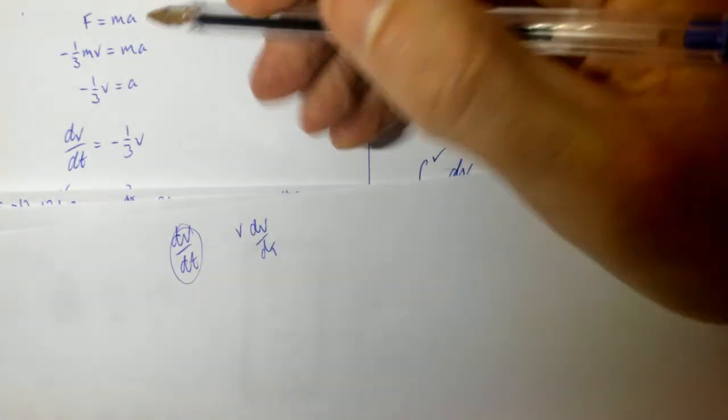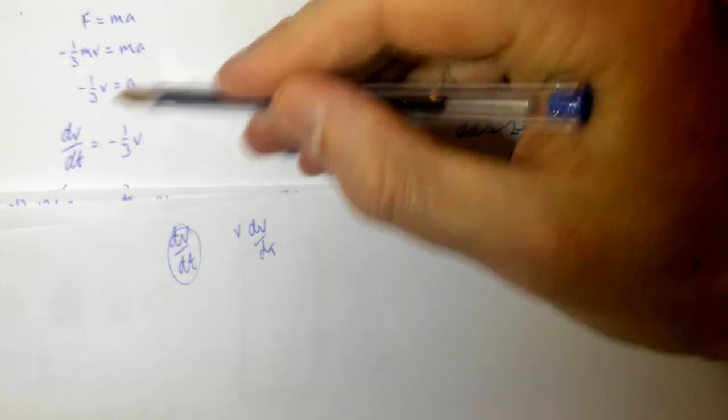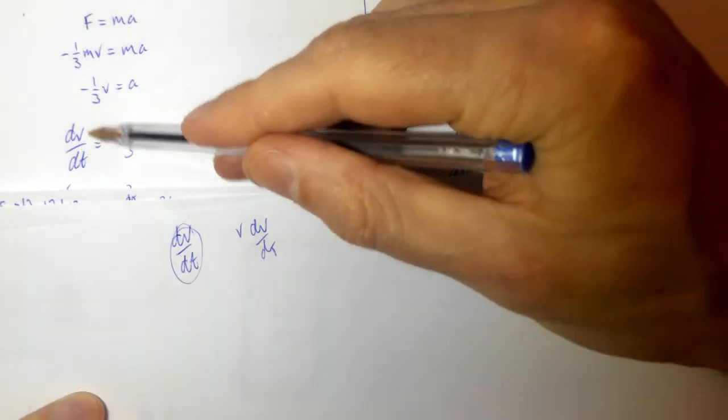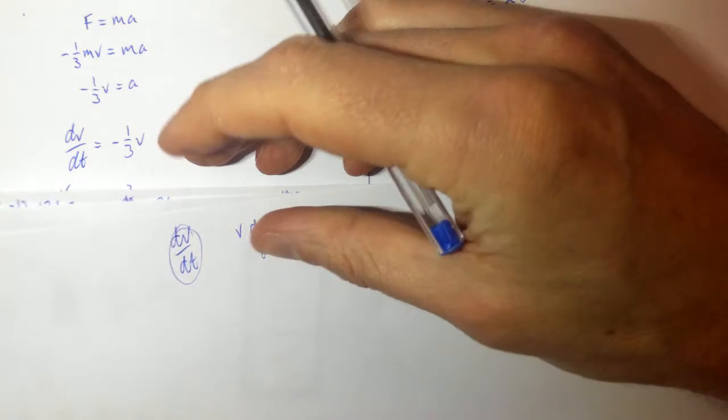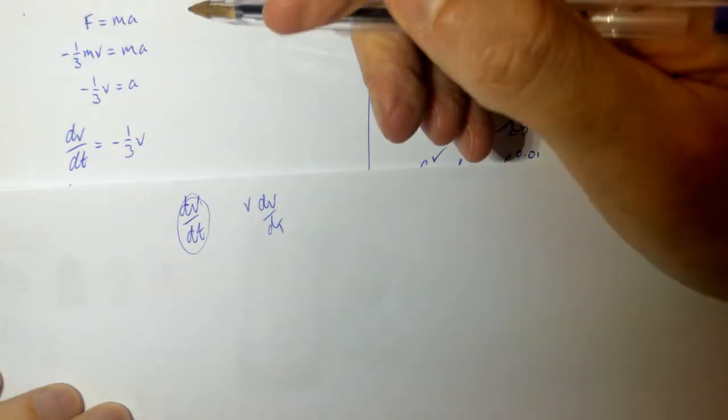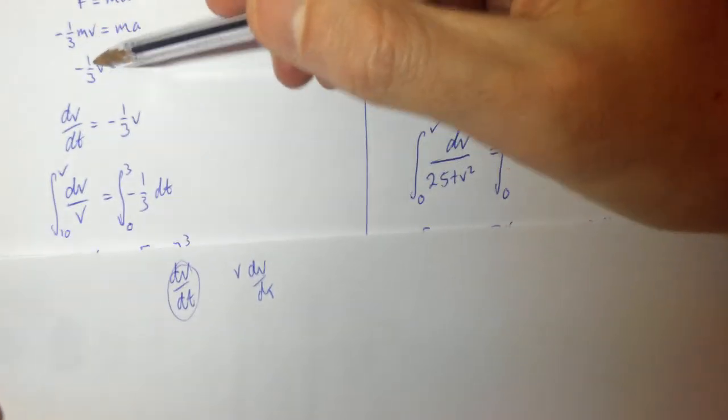So if I have 1/3 of v is equal to a, that's dv by dt. So we've made the decision now, and we're just going to solve it from there. Now, we've got to look at the limits here, or the conditions. Limits or conditions, same thing.